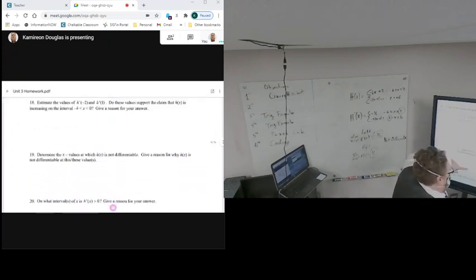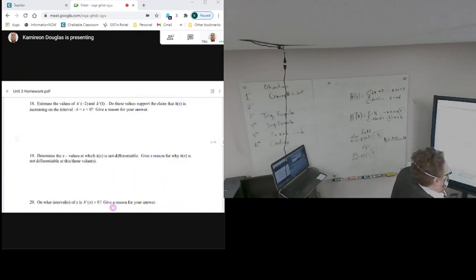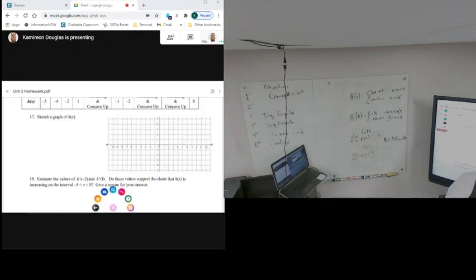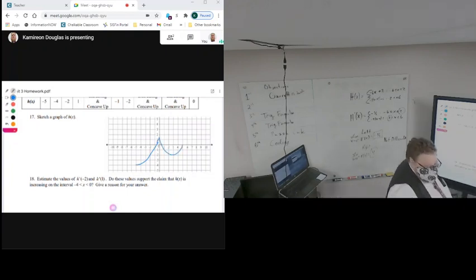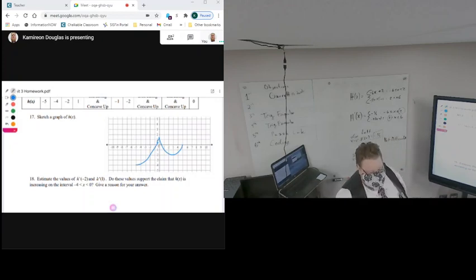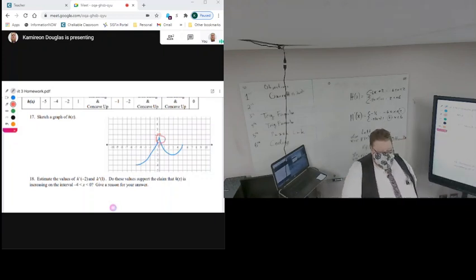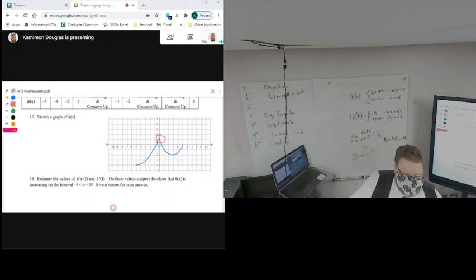Number 19. Determine the values at which h of x is not differentiable. Give a reason why h of x is not differentiable. What did the picture look like? It was something like that, I think. And then like that. So would it not be differentiable? Give a reason? Well, you could say the slope from the left does not match the slope from the right. That'd be a good definition.